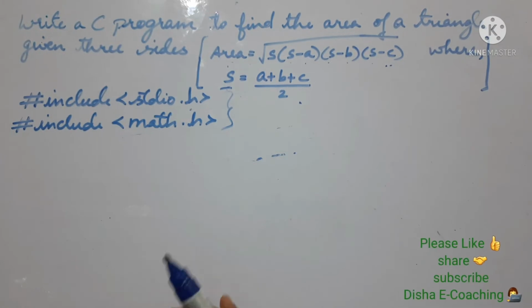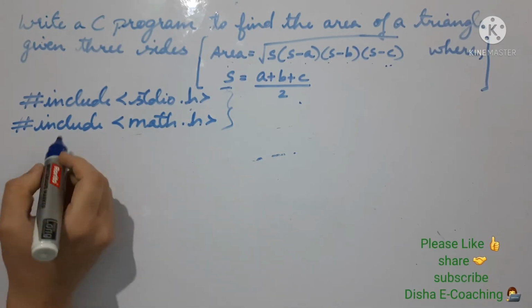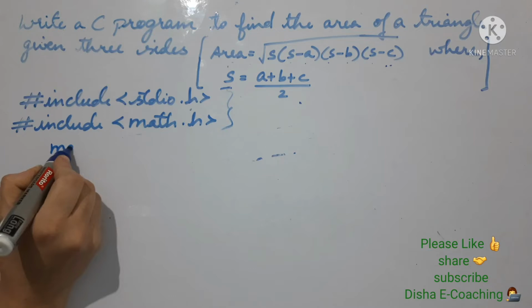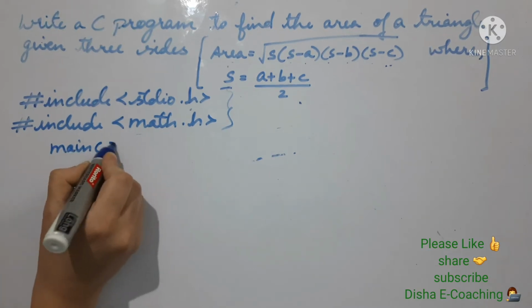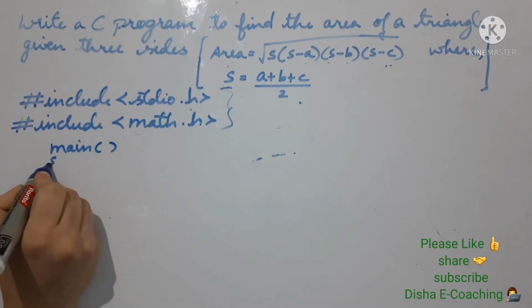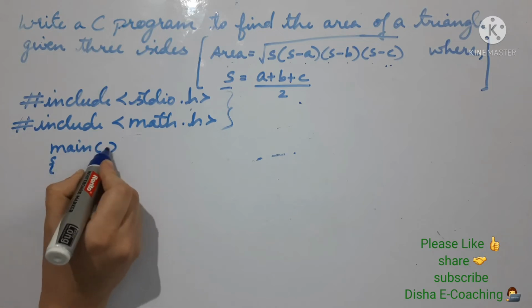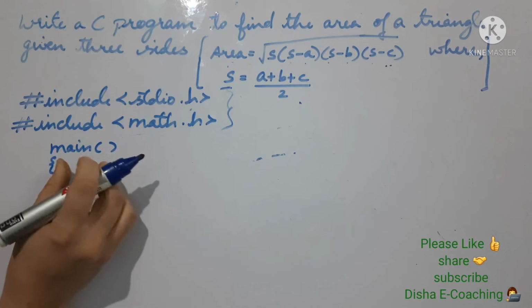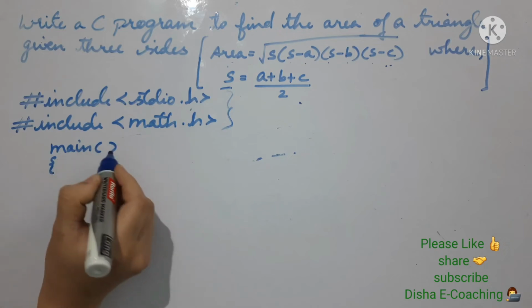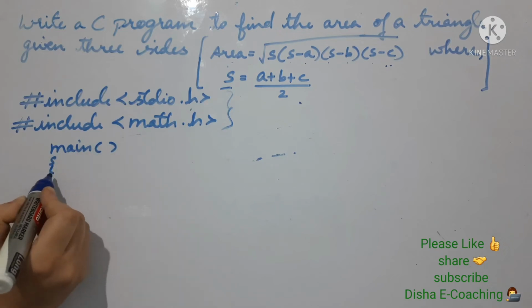Next, let us jump on to using our main function, because main function is the function from where the execution of our C program will begin. So we will simply write main. For any functions, we always make use of these round brackets. So main is a function, we are using round brackets. Now open the flower bracket.